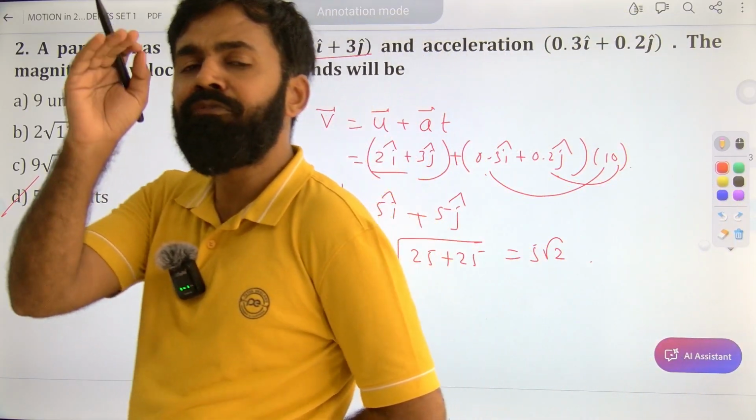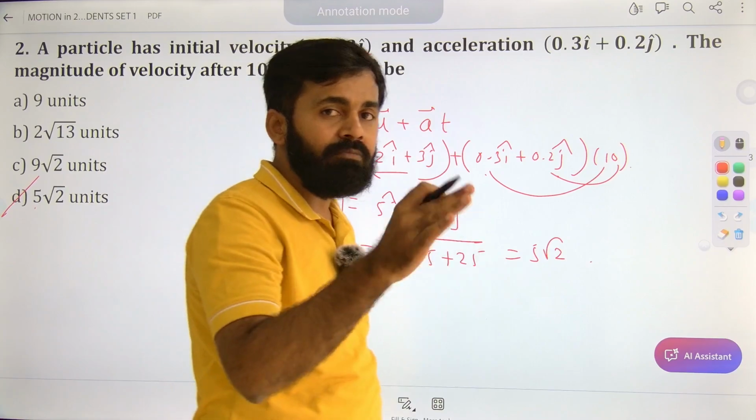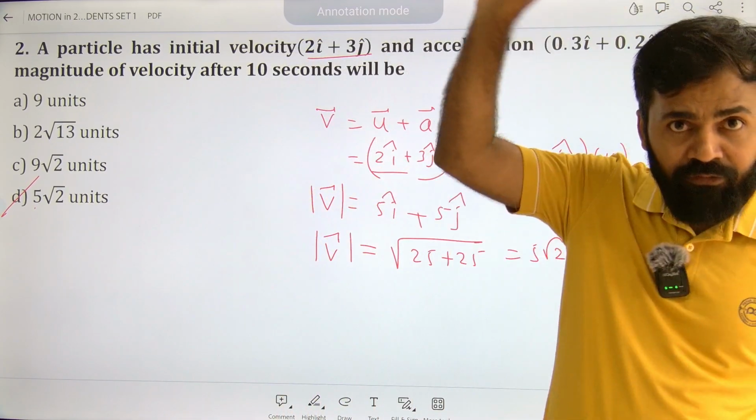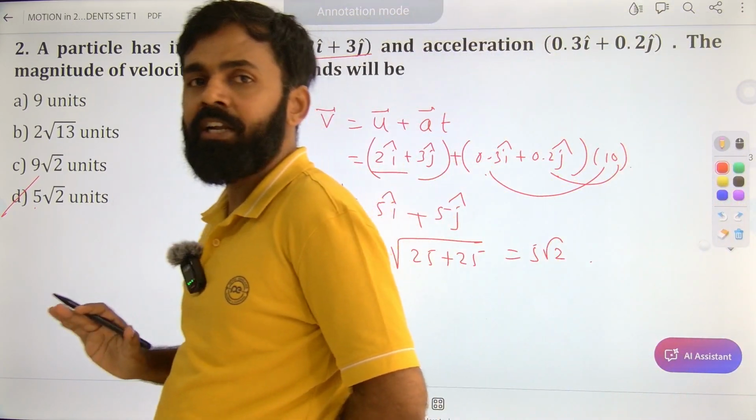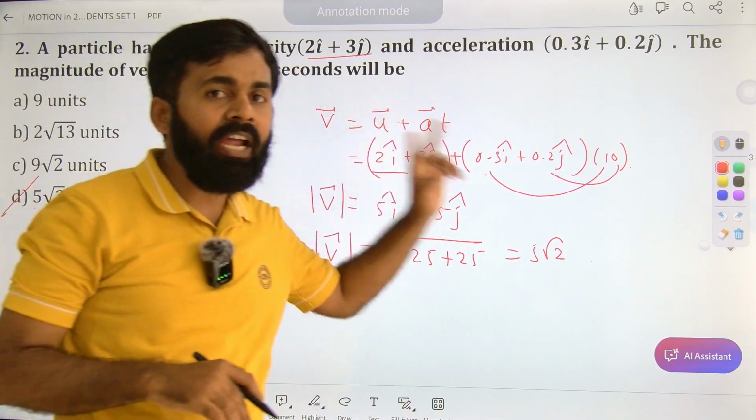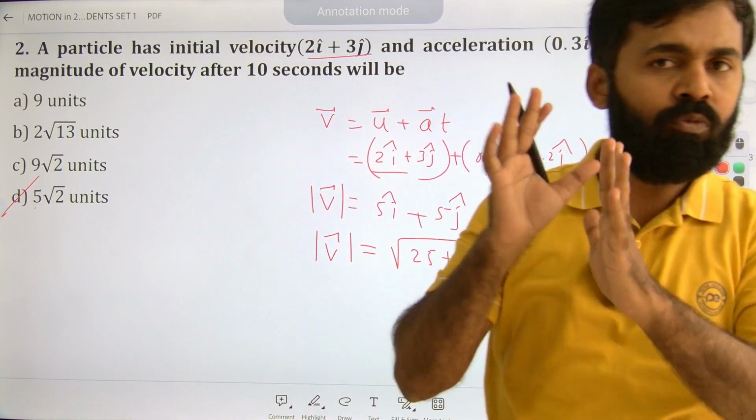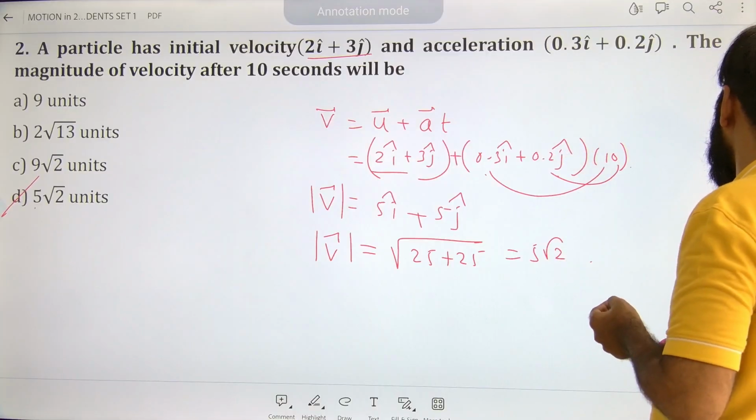First calculate the final velocity in terms of vector. Then at the end you calculate the magnitude. Don't calculate magnitude and substitute in the formula. Right, so this is a second mistake.